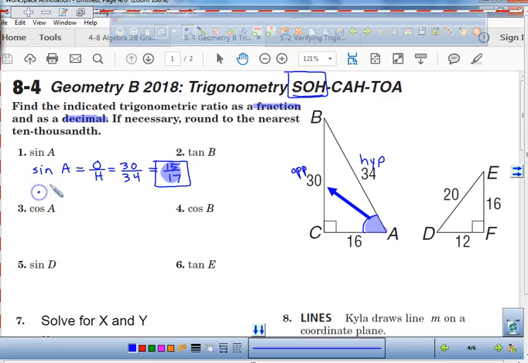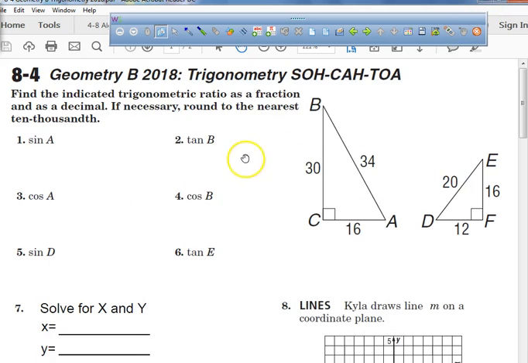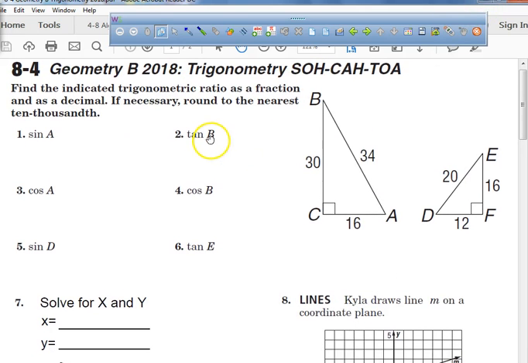You're going to put 0.8824. There we go. So there's your decimal, to the nearest 10,000th. Okie dokie. Last problem, then you guys are going to be working on your own. Does everybody see where it says the tangent of B? Okay? So the tangent of B.